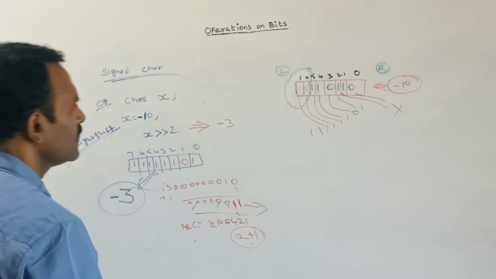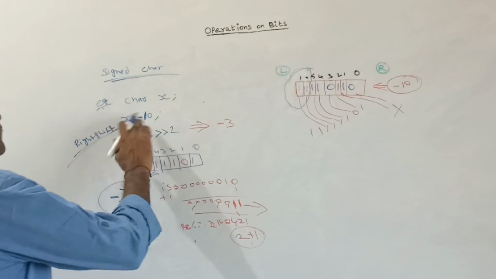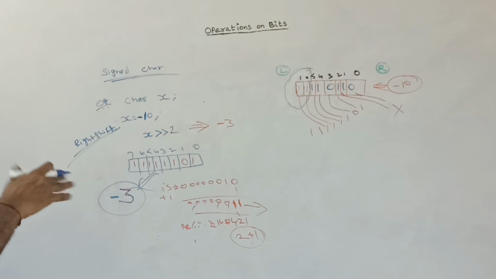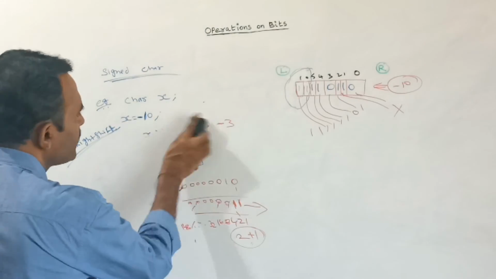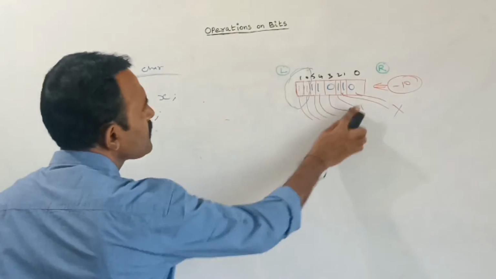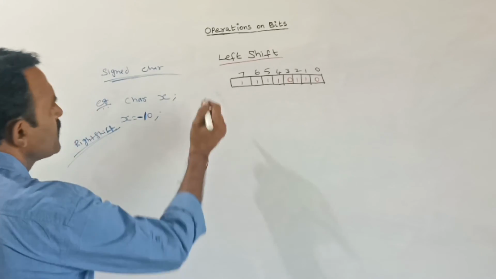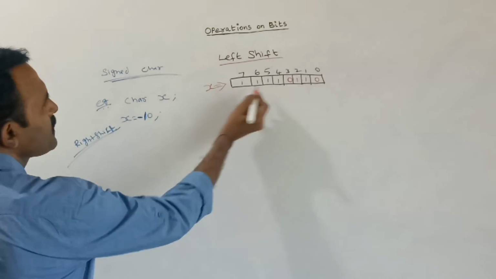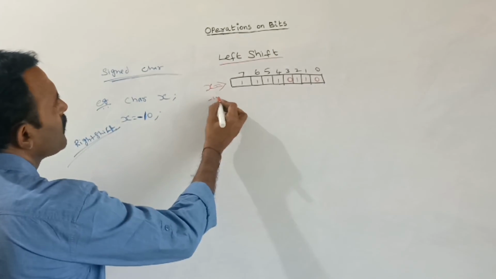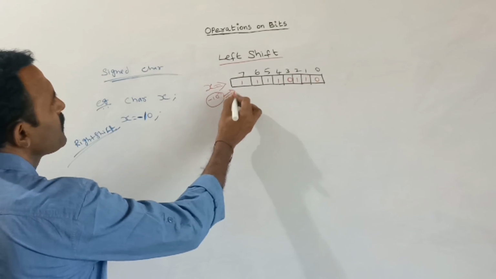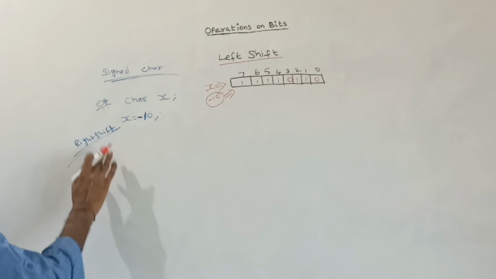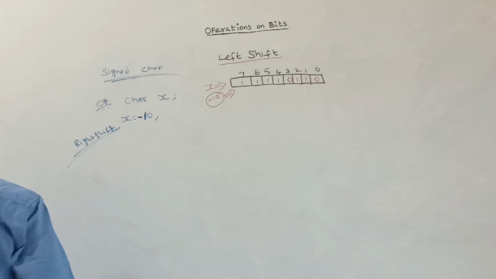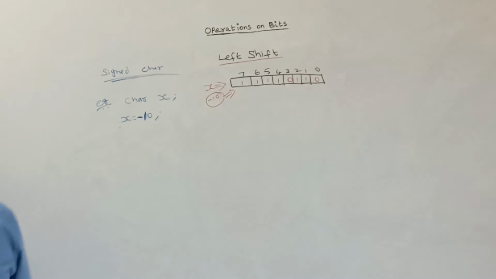See here, this is the right shift operator. Now let us see some left shift operation. You take the same value here, minus 10. Suppose this is the x value, that is minus 10. The binary value is 1 1 1 0 1 1 0. Now we are going to see about the left shift.